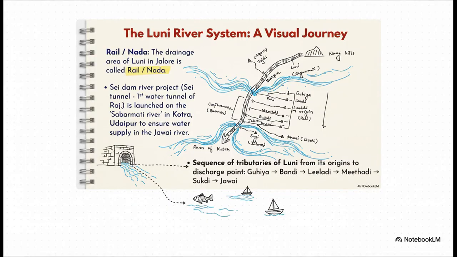This hand-drawn map is an amazing visual. Let's actually trace the Luni's journey together. It starts up here in the Nag Hills, and then it flows southwest. As it goes, it gets fed by a whole series of tributaries, first Guhia, then Bundi, Liladi, and so on, all the way down to the Jawai, before it finally disappears into the Run of Kutch. Knowing that sequence is really key to understanding this system.